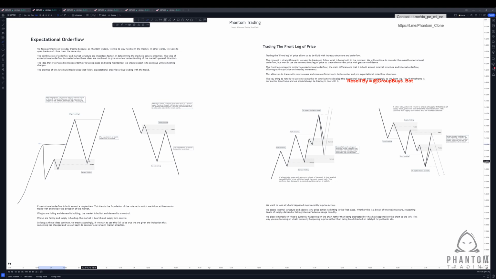Now, the level of demand that price respects, whether the decisional or the extreme, is not overly important, but the main important thing to note here is that in order for this expectational order flow to continue, seeing this high fail and this high print, we'd want to see price come into a level of demand and then continue higher. This cycle will continue as long as price action and order flow remain bullish.